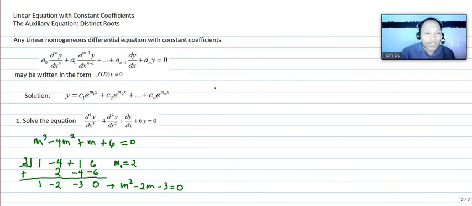So I will write it again here. We have m squared minus 2m minus 3 equals 0. Factors of 3 are 3 and 1. So we will have here m minus 3 and then m plus 1.